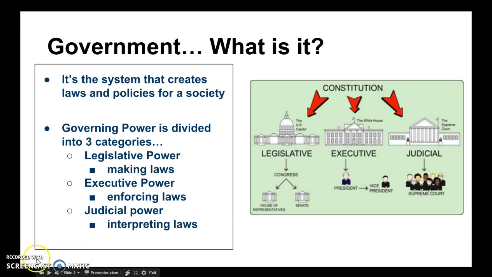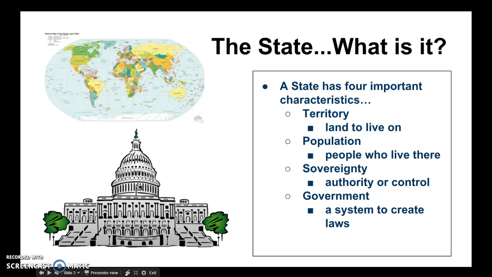All right, the next concept we need to talk about is this term referred to as the state. Now, we use this word state in a lot of ways. I want to make sure that you understand exactly how we're going to be talking about this word in class and what it means to us in talking about government. The state is a term that has a very, very specific meaning.